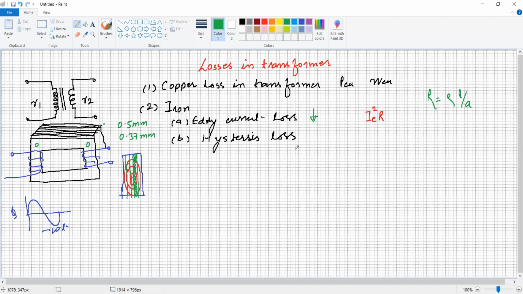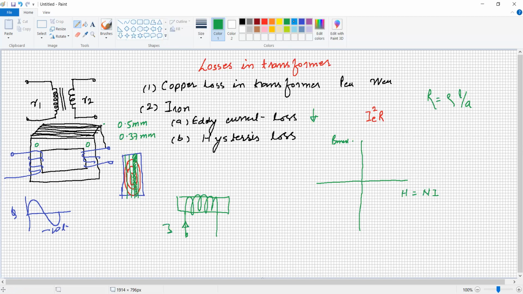Second is the hysteresis loss. What is that hysteresis loss? It is a BH curve. We know that in the BH curve, this is the flux density, and this is the magnetic field strength H, which is equal to N into I for any electromagnet. The number of turns is constant, so current is the variable factor by which we can increase the magnetic field strength H.